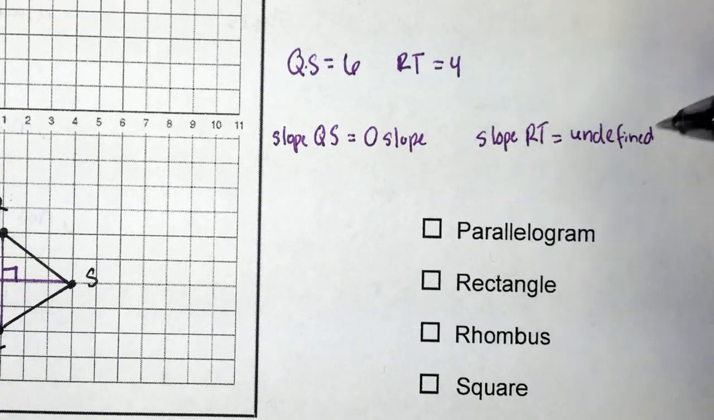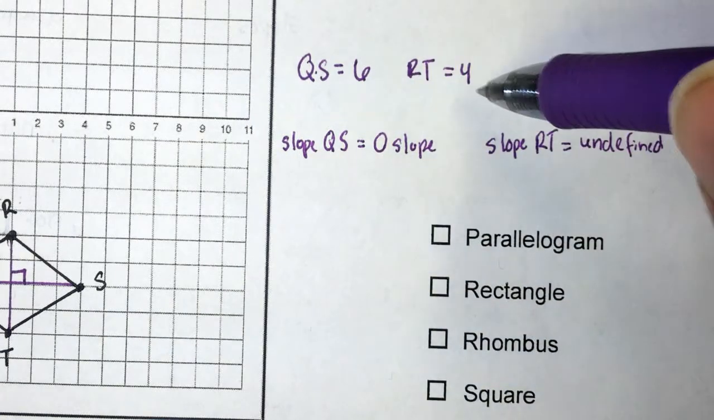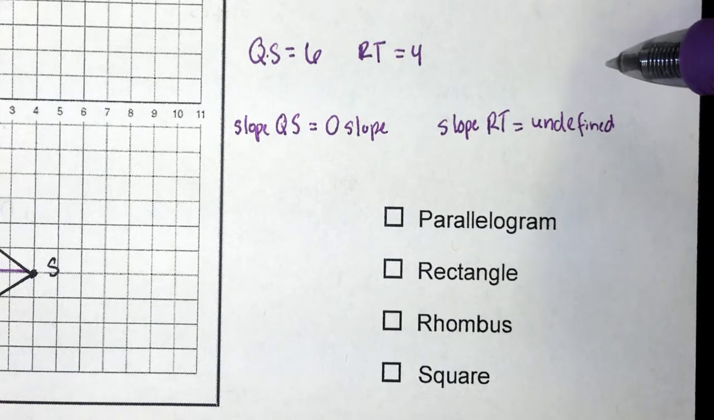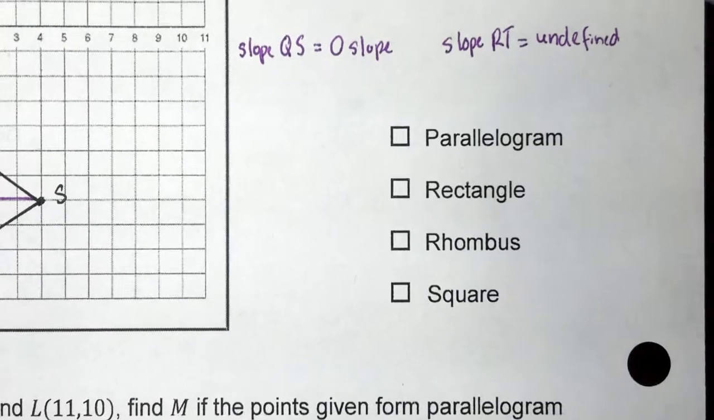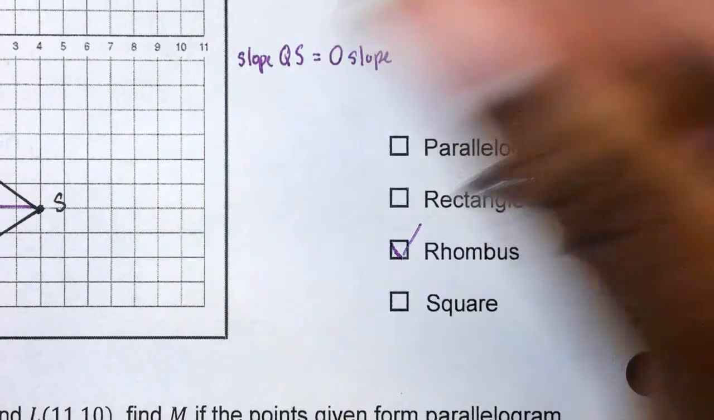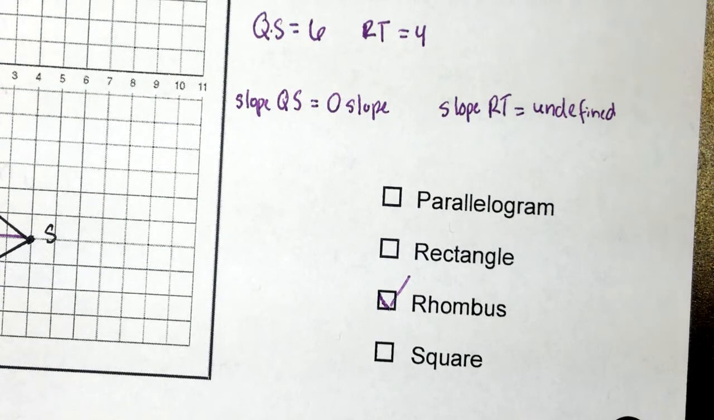So, it makes our qualifications for a rhombus. For the rhombus, you need to have diagonals that are not congruent and perpendicular slopes. On this one, one slope is 0, one is undefined, meaning one is horizontal, one is vertical. That means they are perpendicular. So on this one, we can check off rhombus. We proved that too. It wasn't much work to prove on this one. Just counting.